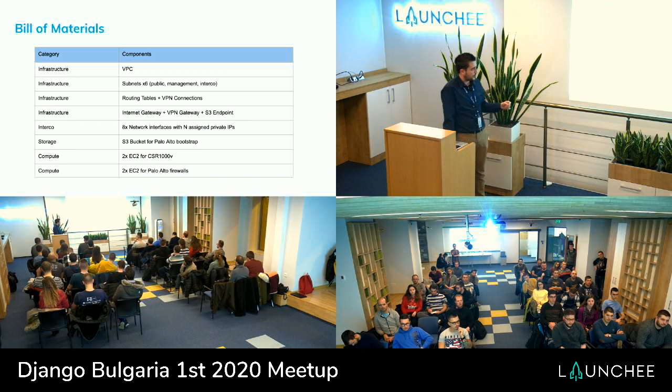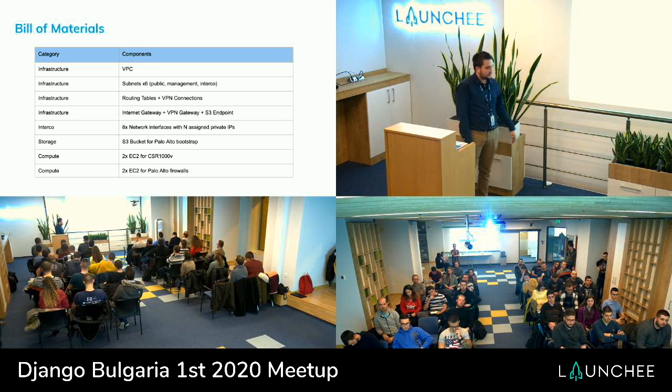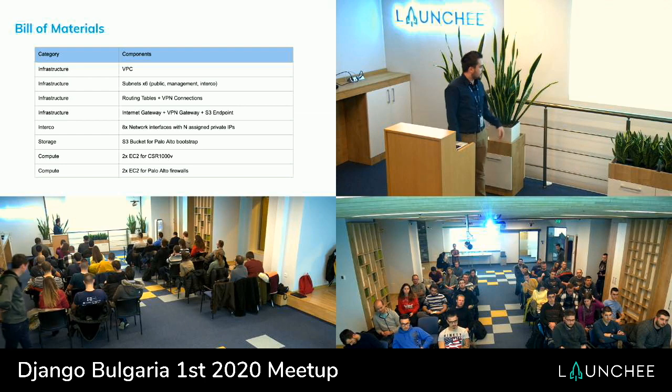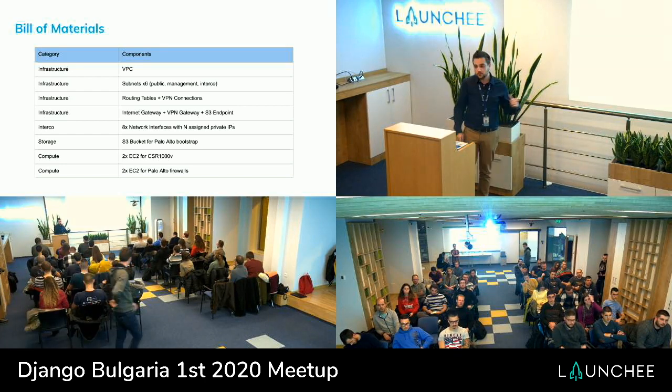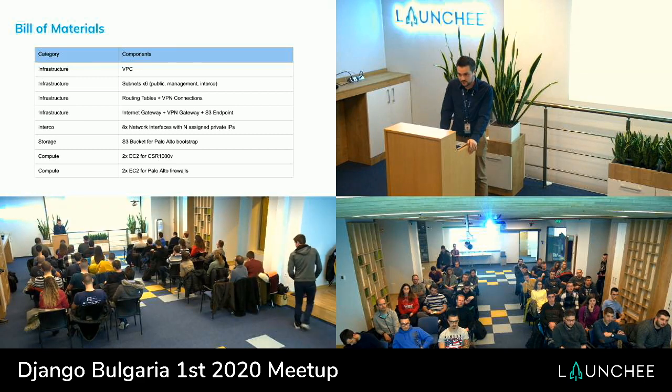And we will need an S3 endpoint to be able to reach S3, as you can see here. The Palo Alto firewalls, when you want to boot them on the cloud, will go and pick their configuration from an S3 bucket. And you can see that we need network interfaces for dedicated interconnectivity between the routers and the firewalls. We will need, of course, compute instances for the routers and the firewalls. That's a lot of things that we need.